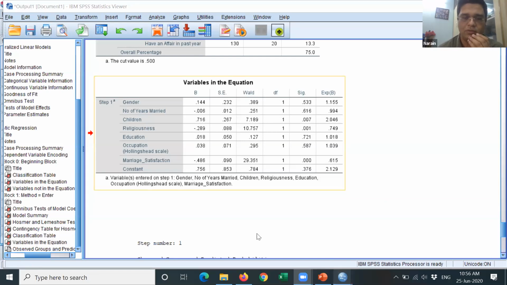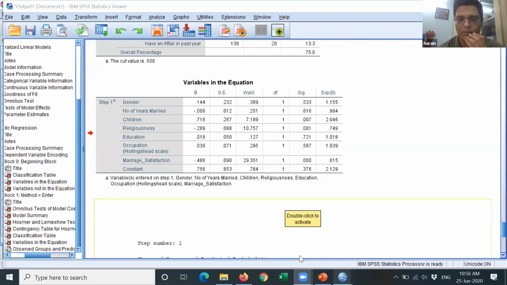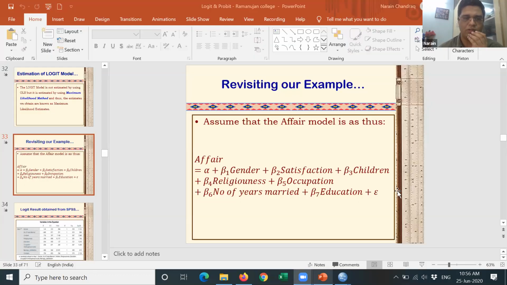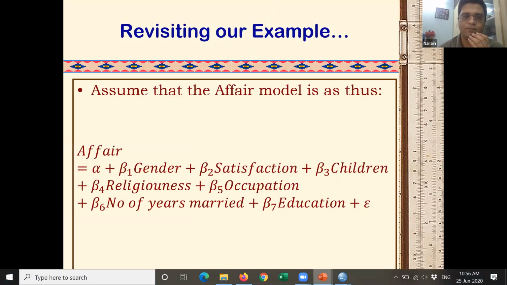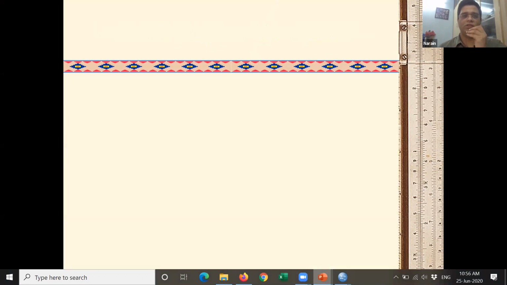I'll take up some of these questions at the end. Okay, so I'm also getting a similar result using the Logit model as well. So let me continue in this case. Okay, so this is what my Logit result is.